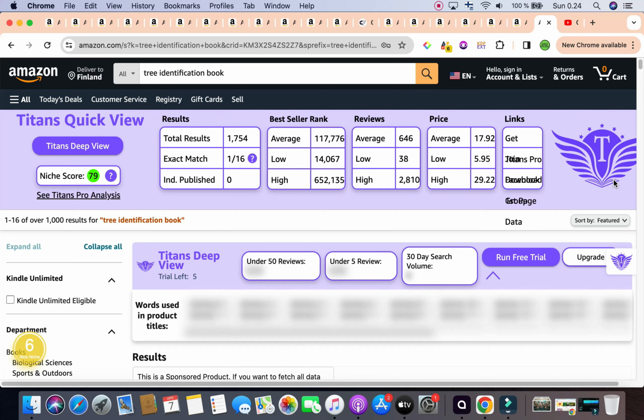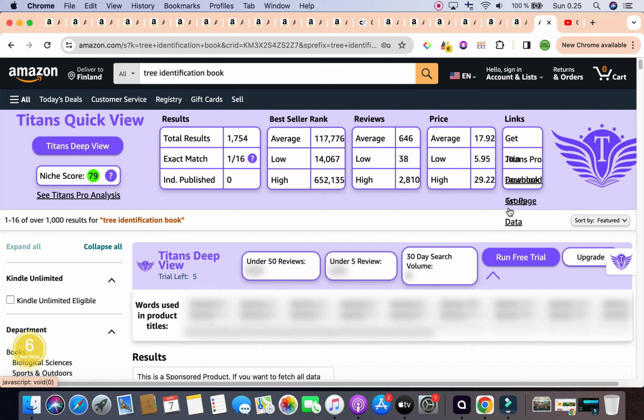Also, the total results are within the 1,000 range, and they're sitting at 1,754. Average bestseller rank is within that 100,000 range, so it's lower than 400,000, and that's a good indicator, and it is averaging 117,776. The average reviews are 646. Average price is $17.92.